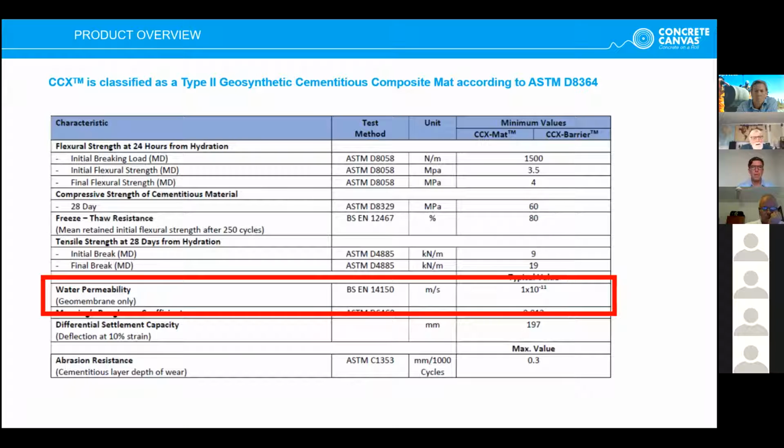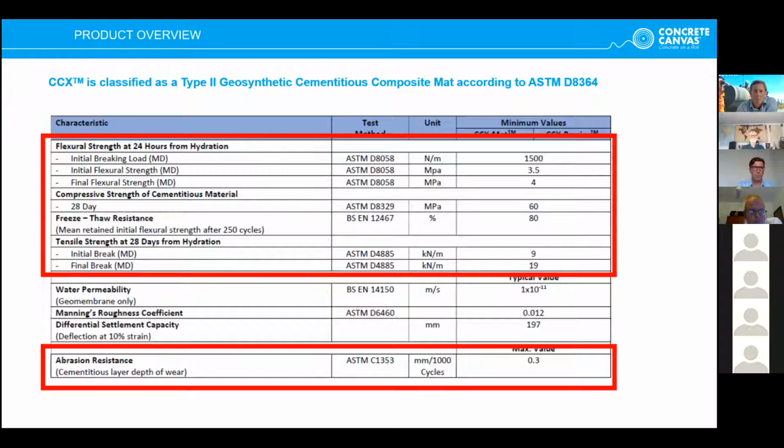Of course, impermeability of the material itself is not the only requirement for elimination of seepage. The welding, testing and certification of CCX Barrier joints has been designed to adhere to air channel test parameters taken from GRI GM6 for geomembranes. Secondly, in terms of durability, the flexural, compressive, and tensile strength, as well as abrasion resistance of CCX, ensures that it will attain a minimum design life of at least 50 years.